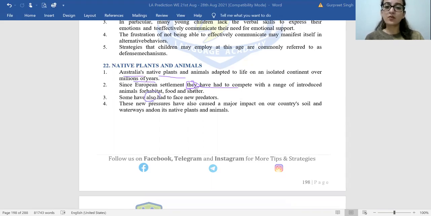Some have also had to face predators. So the important word was they had to compete. Compete is like they have to fight for their survival. They also had to face predators, and predators is commonly understood. So two things are connected because of also. As I said earlier, also is a small but a very important word. So this can help you to make the pair.